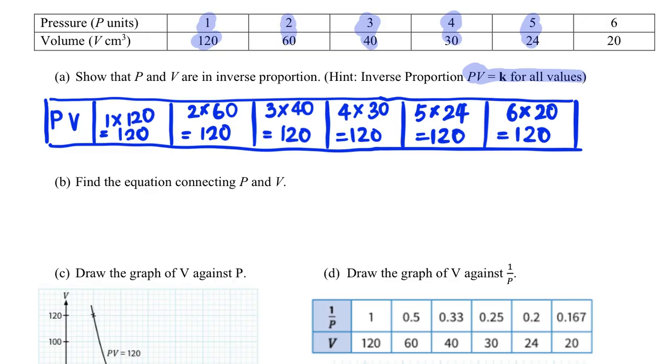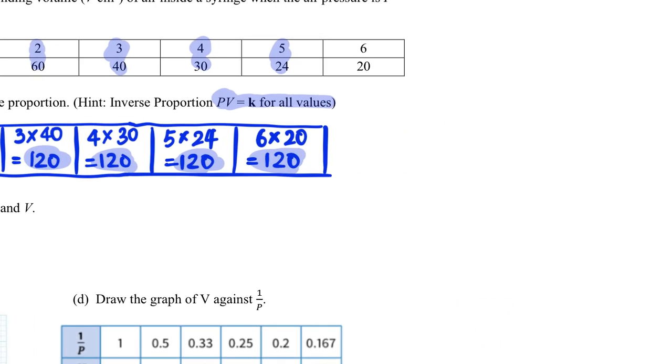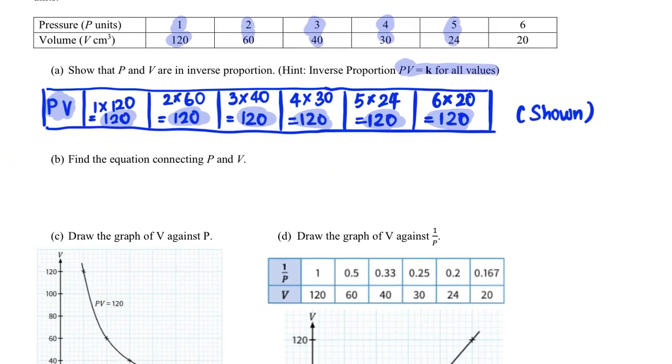And since P times V is 120, which is the constant, this table actually shows us that P and V are indeed in inverse proportion. So we have successfully shown that P and V are in inverse proportion.